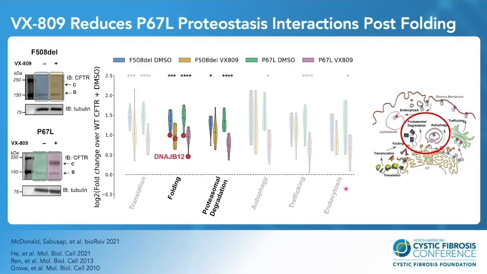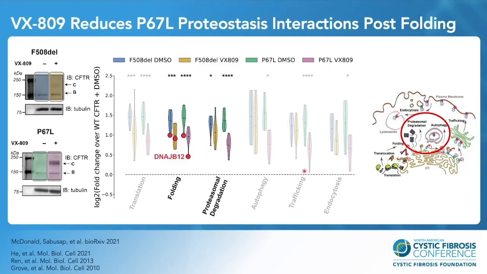We also looked more closely at specific protein factors that may play a role here. One protein that stood out as being differentially impacted by VX809 was the co-chaperone DNAJB12. This was actually revealing because of prior studies showing that DNAJB12 triages proteins from folding towards degradation, so right at this step.